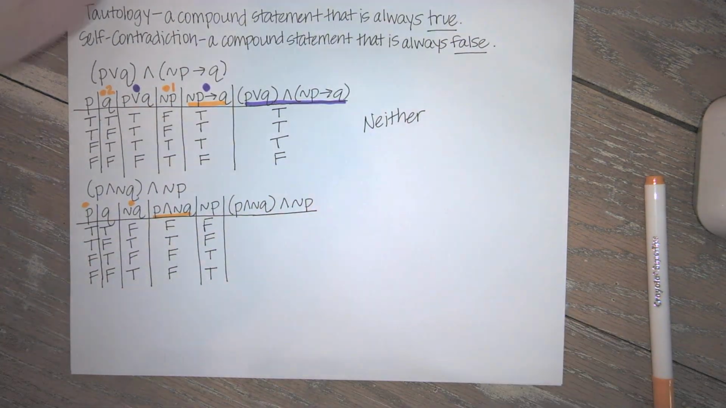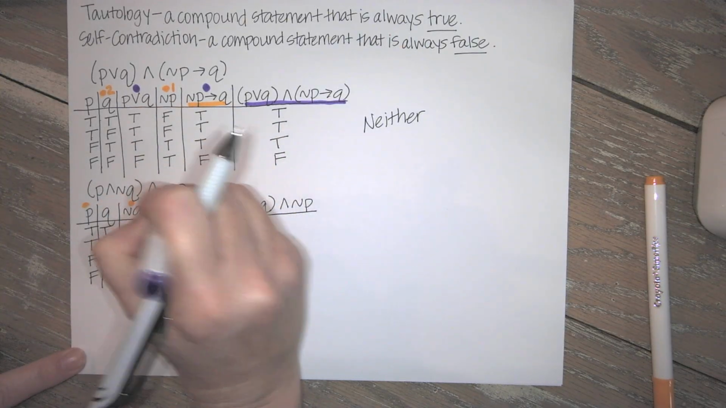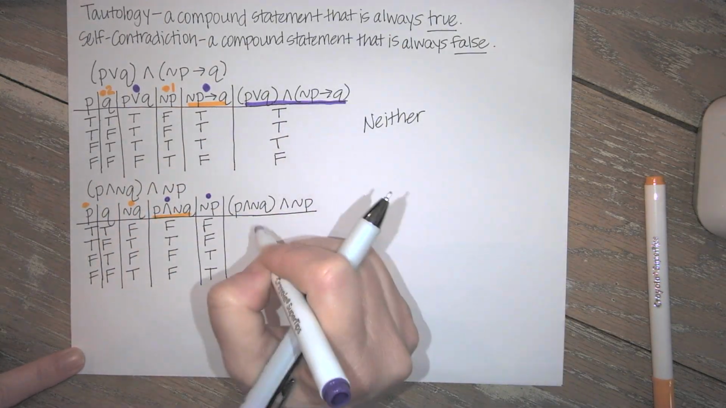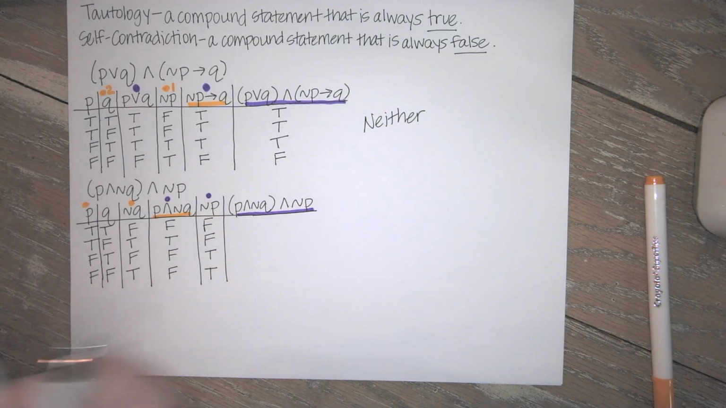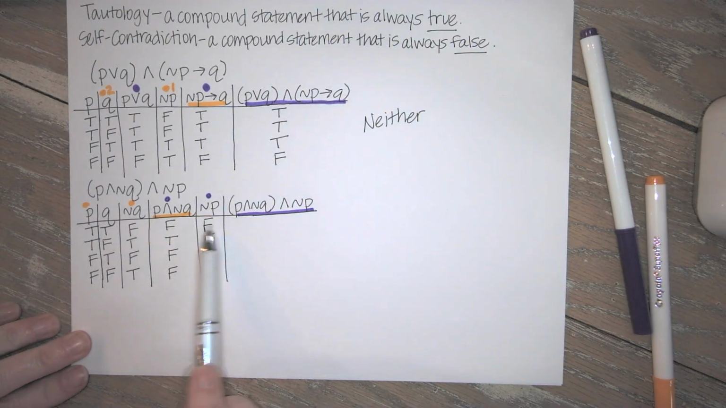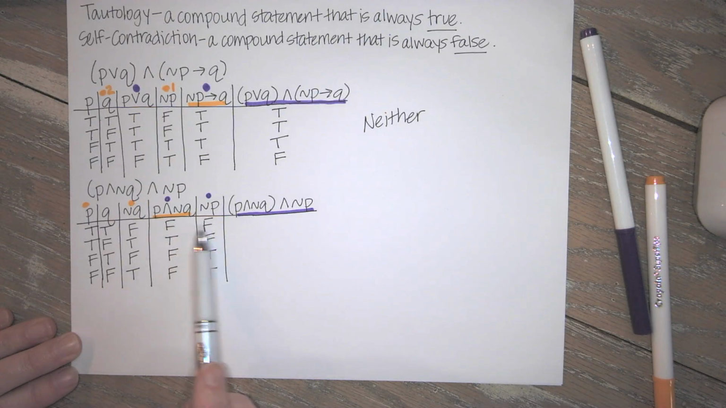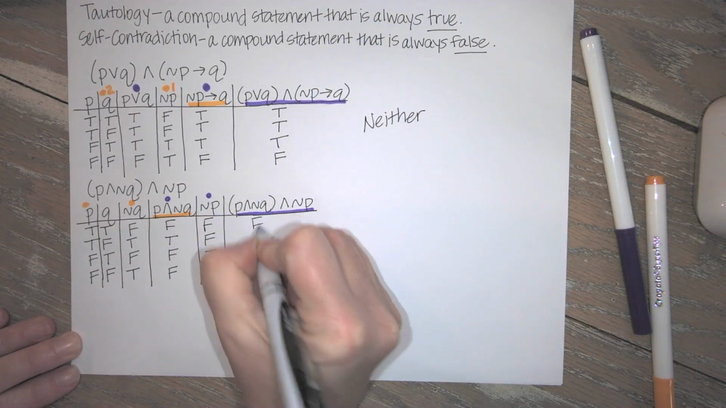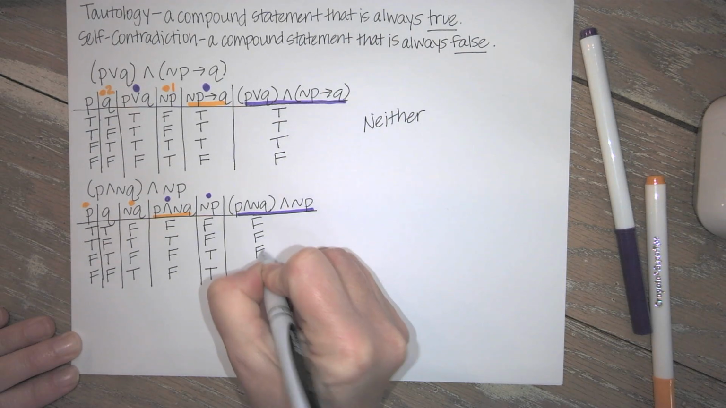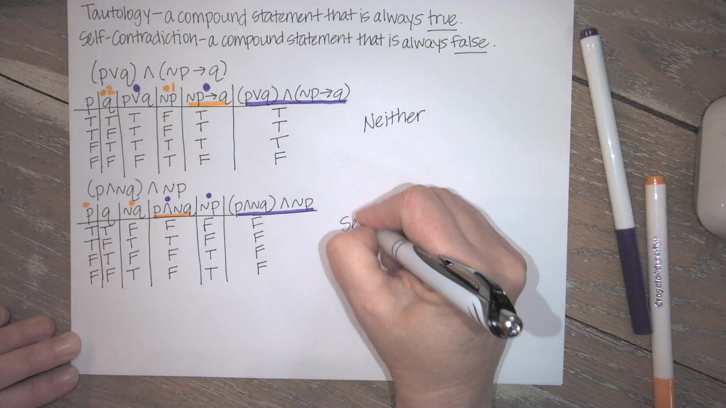All right, so let's make sure we're looking at the right columns. I'm going to be putting this one and this one together with a conjunction. Since it's an and, the order doesn't matter. I'm just looking at these two. And is only true when they're both true. Do you see any situations where they're both true? No. So that means all of these come out false. And that means that this statement is a self-contradiction.